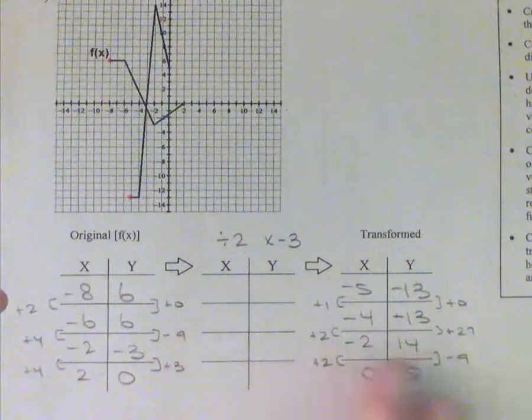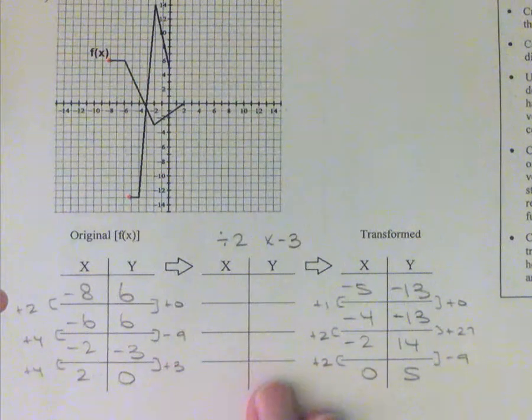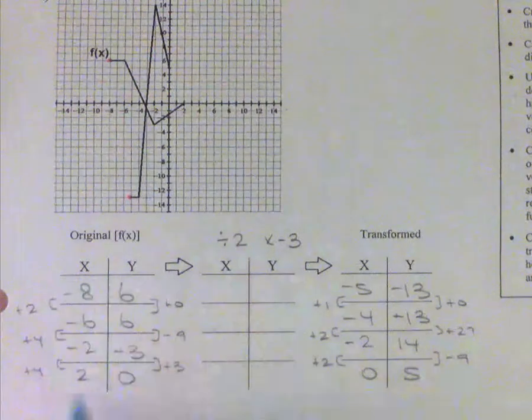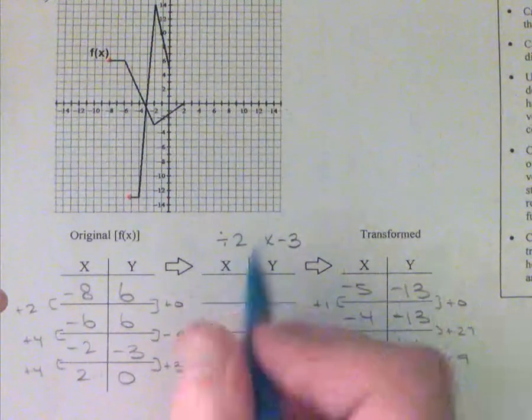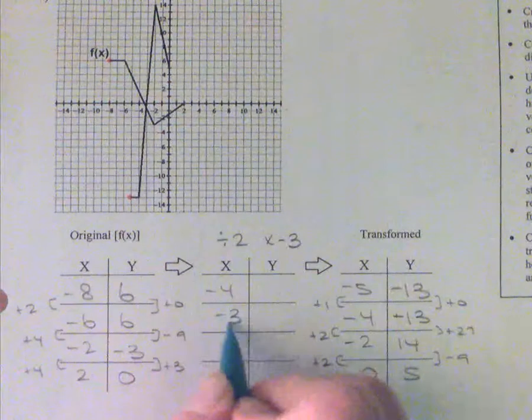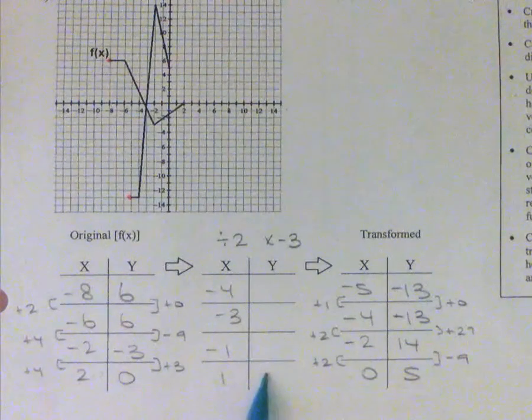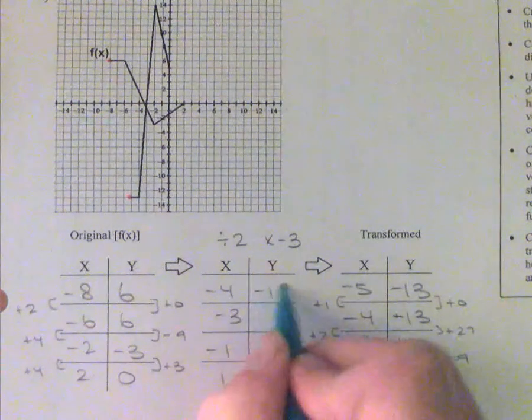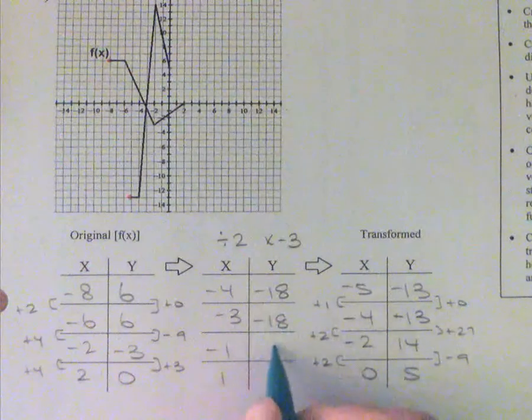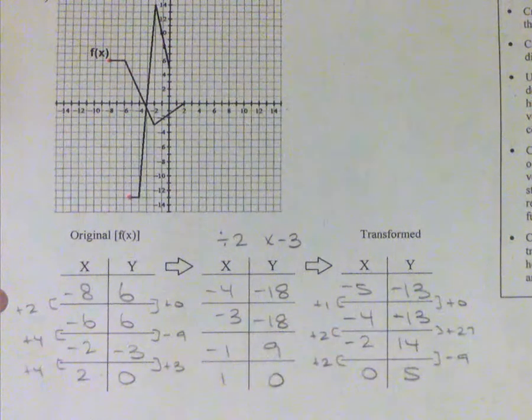Normally these two tables are together. We're separating them right now in order to find the equation. So I'm going to take all my x values and divide them by 2. So I end up with -4, -3, -1, and 1. I'm going to take all my y values and multiply them by -3. So I end up with -18, -18, 9, and 0.